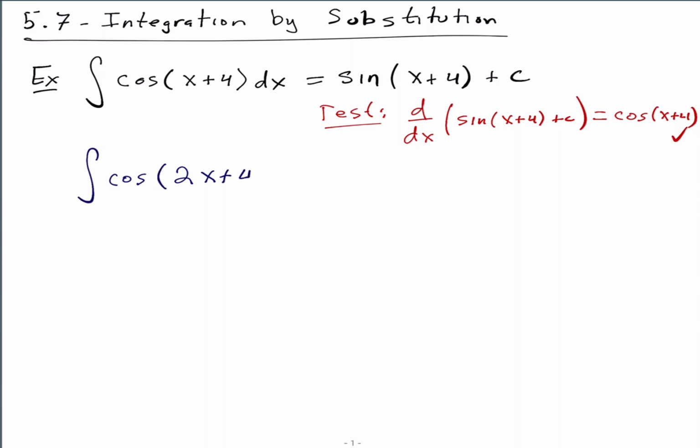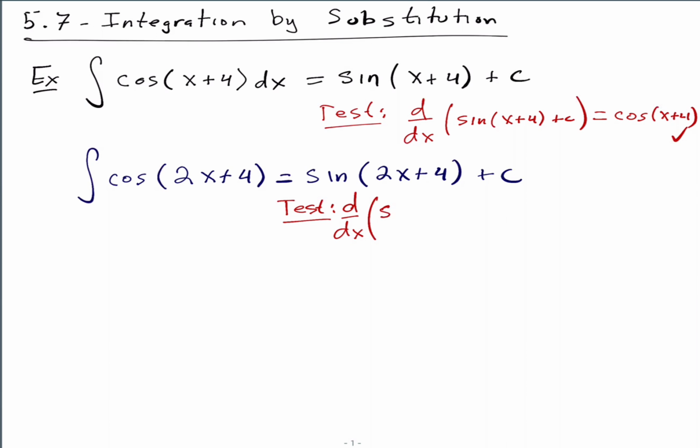Okay, now let's do one similar. Let's say I have cosine of 2x plus 4. Is this the same thing? Notice this is a little bit different, right? Having the 2 in there changes things. Because here, if I do my test, if I get the derivative, notice what do I get? Cosine of 2x plus 4 times 2. So now this is not correct, right?